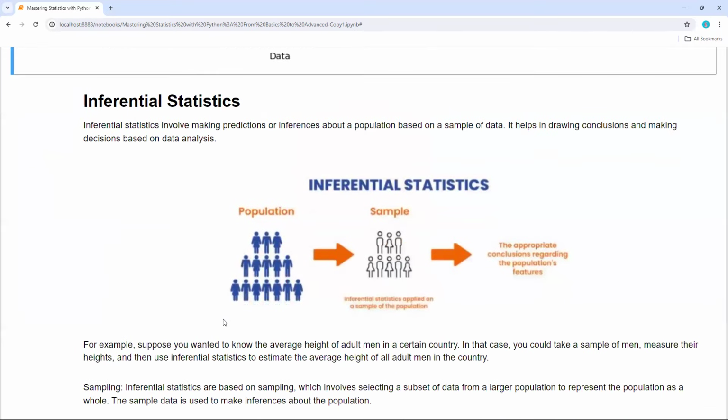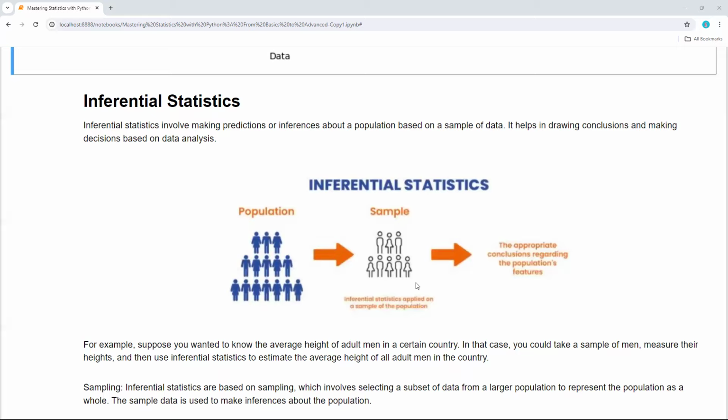And the next topic is inferential statistics. Inferential statistics is where we draw conclusions based on samples. It involves making predictions or inferences about a population based on some sample data. It helps in drawing conclusions and making decisions based on data analysis. Whereas descriptive statistics gives us the description of the entire population, inferential statistics does something different.